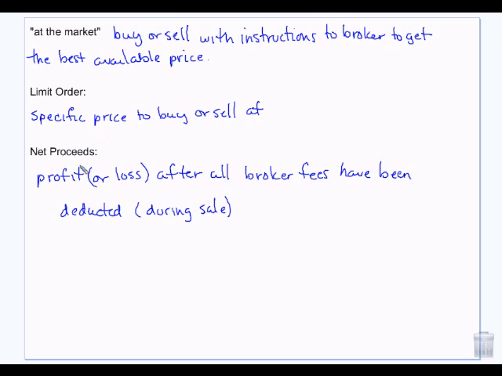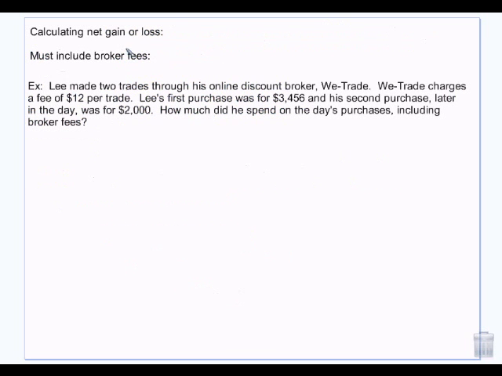Net proceeds is a profit, but you can lose money, so I put "or loss" in parentheses. It's after all the broker fees have been deducted. When you buy the stock, there's a fee, and when you sell the stock, there's a fee. So you take your money from the proceeds, minus 2 fees: the fee when you purchase and the fee when you sell. That's your net proceeds. Calculate the net gain or loss. You have to include the broker fees.